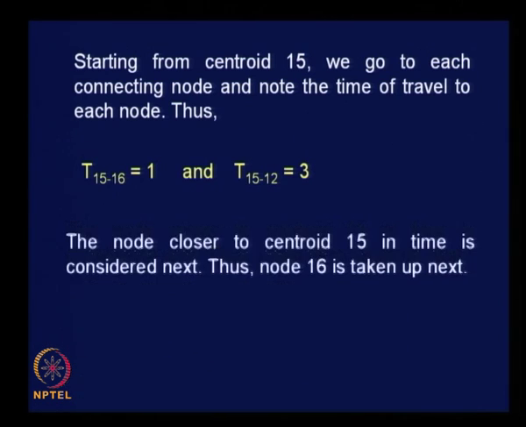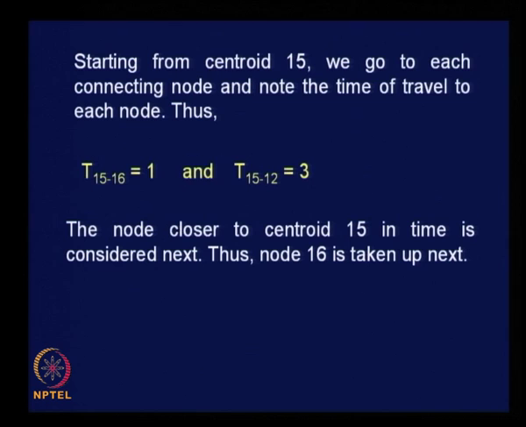And then the node closer to the centroid 15 in time is considered next. Why considered next? Why should we consider the node closer to the centroid first? Why not the node farther from the centroid first? Any response?